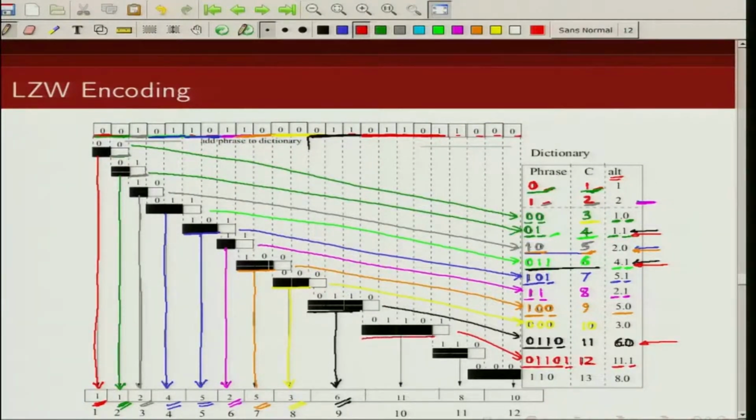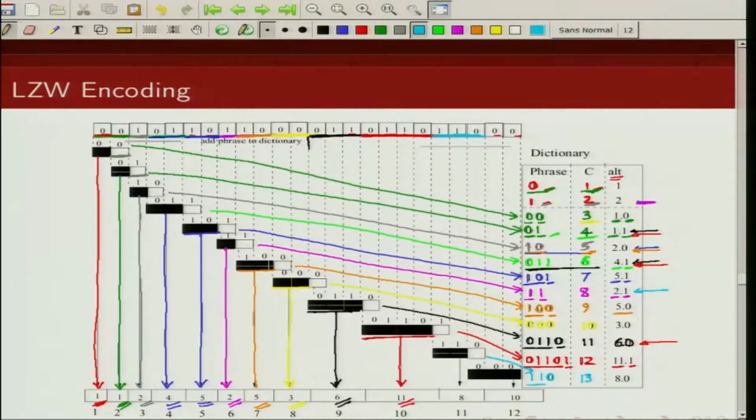Now we encode this sequence 0 1 1 0, which is code word number 11. We start from this 1. 1 is already there in the dictionary. 1 1 is also there in the dictionary. That's this one. 1 1 0: is 1 1 0 in the dictionary? The answer is no. We don't see any 1 1 0. So we are going to add 1 1 0 into the dictionary, and that's our code word number 13.